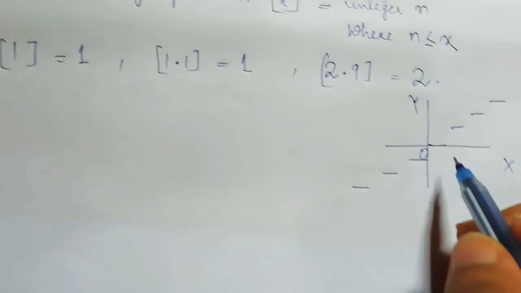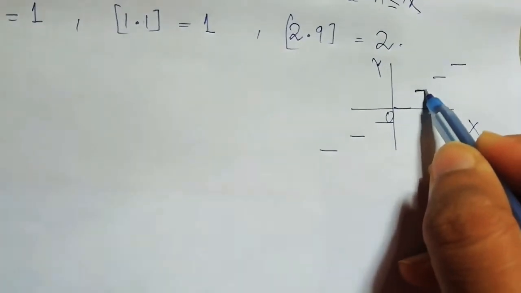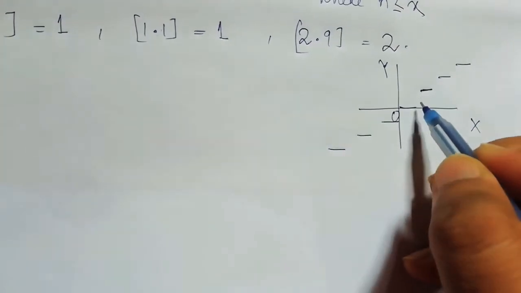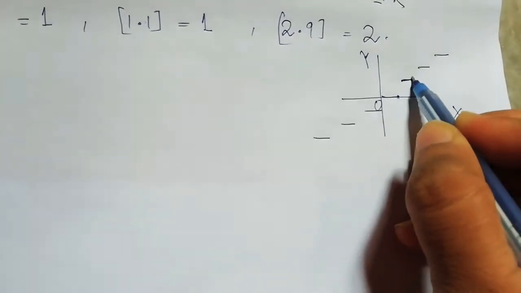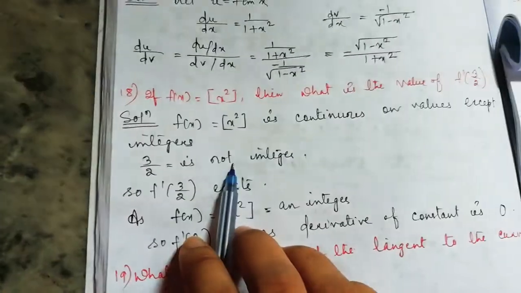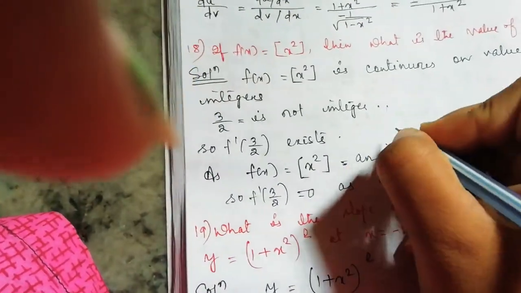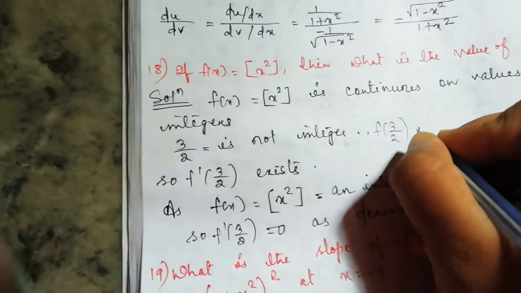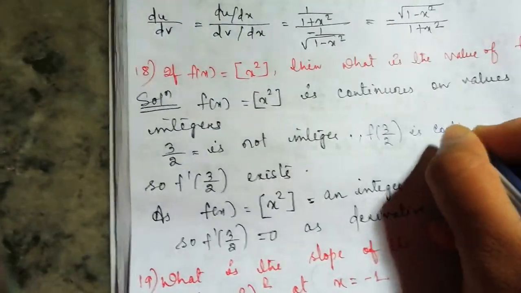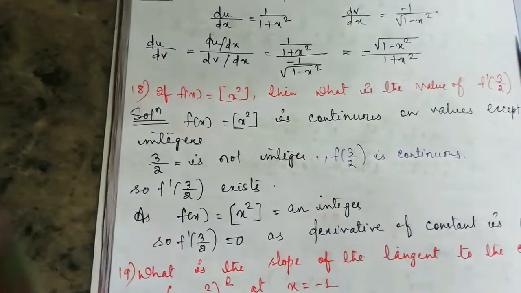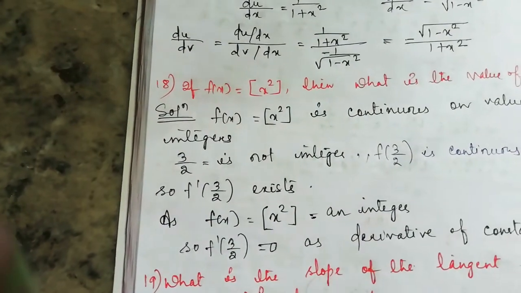So it is continuous at numbers other than integers. On the integer points it is not continuous, it is discontinuous. So as 3 by 2 is not an integer, f at 3 by 2 is continuous. As f is continuous at 3 by 2, f dash of 3 by 2 must exist.